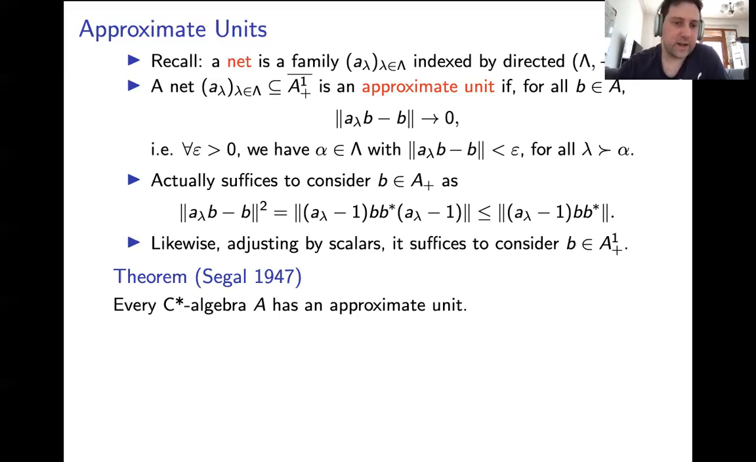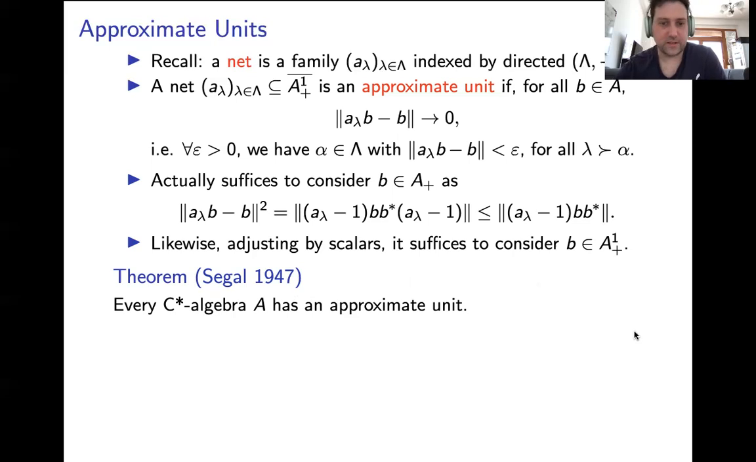Okay, and the key result here is that every C star algebra does indeed have an approximate unit. So even though C star algebras are not always unital, sometimes you can get away with just adjoining a unit to make your argument work. But sometimes for slightly more sophisticated things, you have to instead use an approximate unit. And that's fine because approximate units always exist. And this is an even older result, right? So going back in time in some sense. Of course, I'm not exactly sure how Segal originally proved this, but I guess he didn't have access to Dixmier's result, so he would have had to do it in some other way.